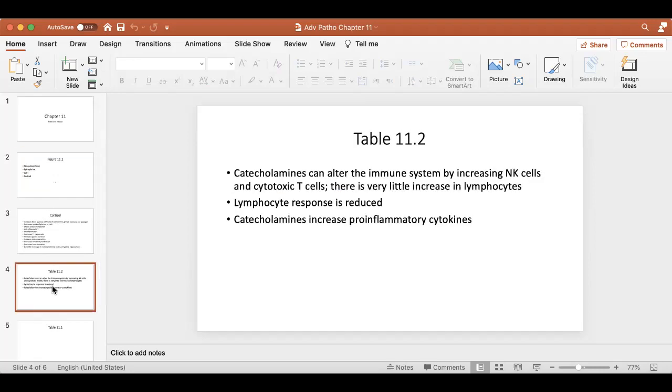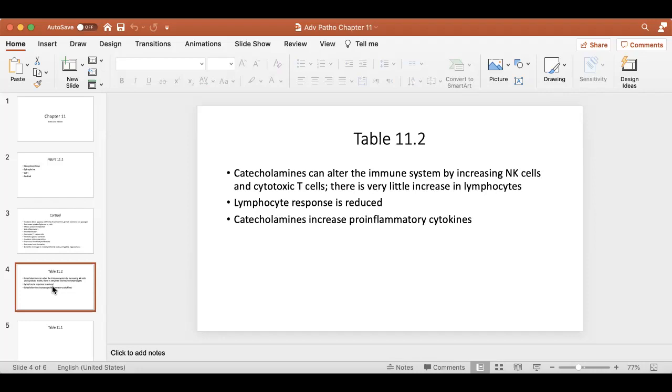Then looking further at the catecholamines, table 11.1 goes over these effects. And I'm not going to necessarily read it to you. You can go through that on your own. But what I want to say about catecholamines is that they can alter the immune system by increasing natural killer cells and cytotoxic T cells. And a lot of these go after mutations and cancer cells. So that's really what they're involved in.